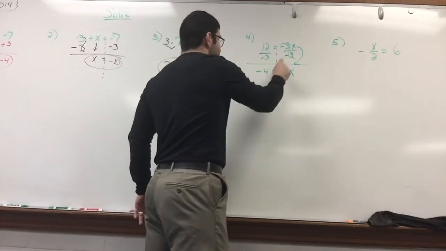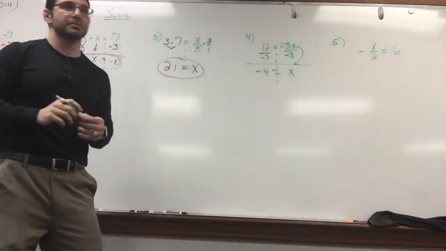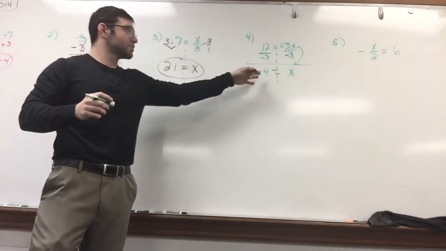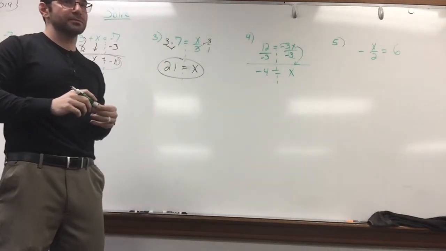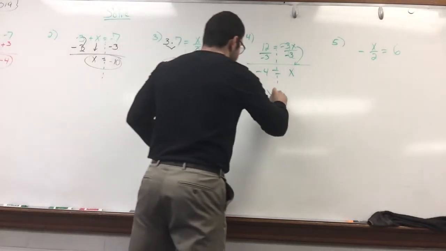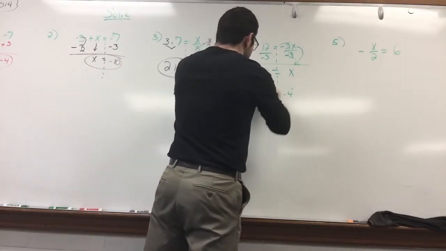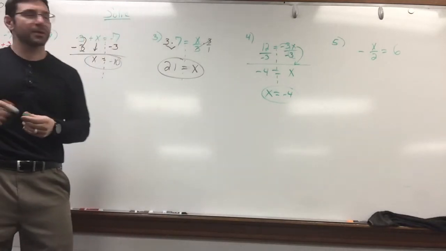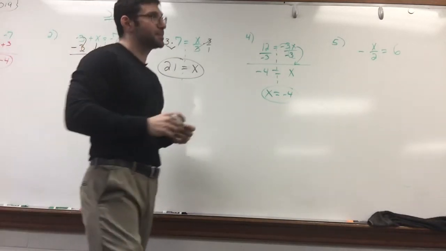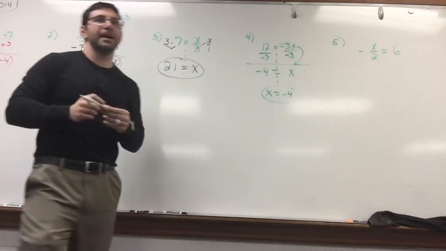12 divided by negative 3 is negative 4. Is this how I want it written? Macy, how would I change this to write it correctly? X equals negative 4. Is this wrong? No. But I like to have my x's first. Okay? Last but not least, who can read me number 5 correctly?